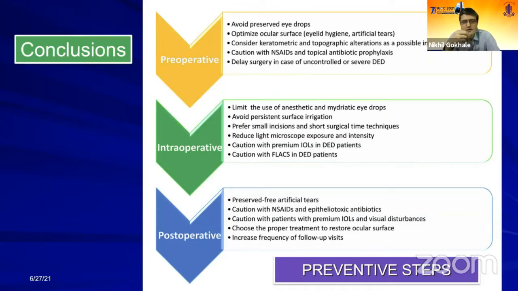During surgery, reduce the number of drops that you put or irrigate the surface. Use a viscoelastic on the cornea rather than using constant irrigation, and try to do surgery with a smaller incision. And be careful, especially in patients who have dry eye, if you want to use a premium IOL.